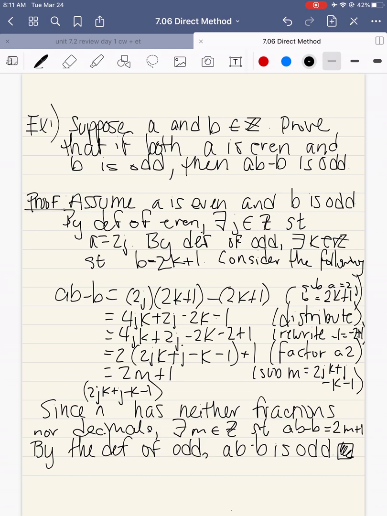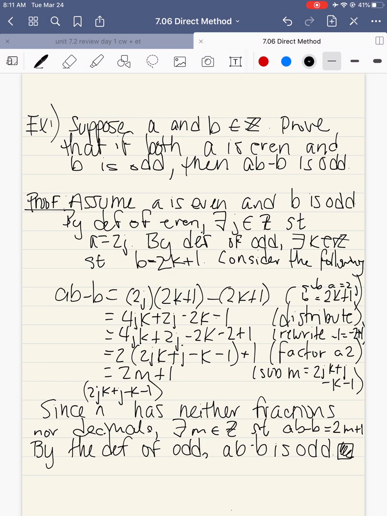So again, these direct proofs follow the same methodology. We assume the if part, we hit them with our definitions, and then we work the then part into the statement that we want to show. So again, if we're trying to prove that something is odd, we want our final statement to be 2 times a variable plus 1, because that meets our definition of odd.